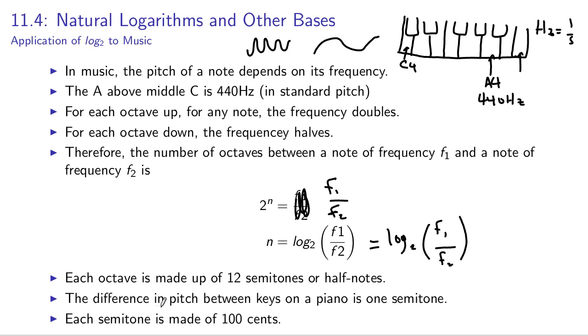Each octave is made up of 12 semitones, or half notes, and the difference in pitch between adjacent keys on a piano is a semitone. If you count the number of keys between each octave, you have 1, 2, 3, 4, 5, 6, 7, 8, 9, 10, 11, 12. There's 12 semitones, or half notes, in each octave. And this is just something to know also. A semitone, or the distance between the keys pitch-wise, is 100 cents. So we can divide each of these semitones into cents, a unit of 1/100th of the frequency between them.